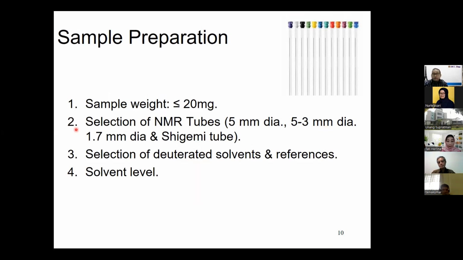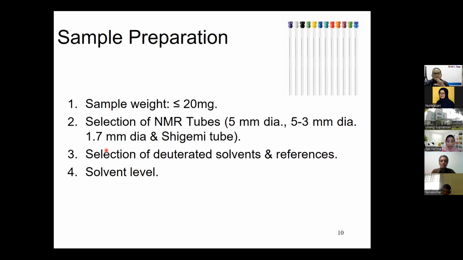So the selection of the NMR tube is very important. Usually what we use in our lab is 5 mm diameter, but we have other types, such as 3 mm diameter, for when we have a very small amount of compound, because we have to prepare the sample in a more concentrated form. We need to have a very beautiful NMR.